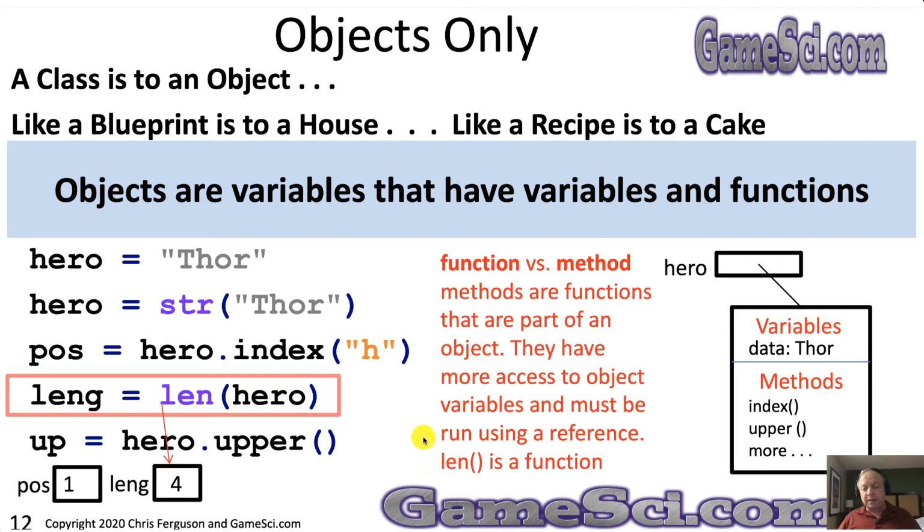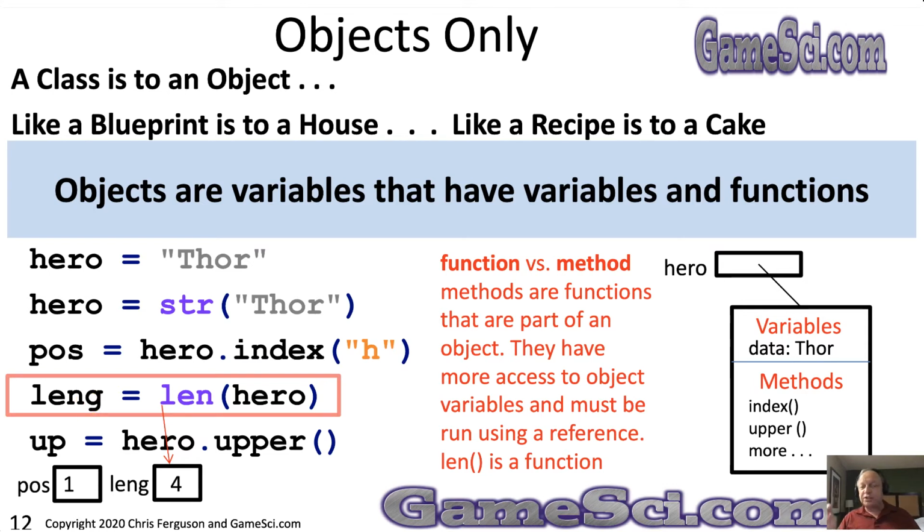As a contrast, I'm going to call the len function, L-E-N. This is the function that will return the length of something. This is not a method. Why is it not a method? First of all, it's not attached to an object. Second of all, we're not using the dot operator to access it. This is a standalone function all by itself. You pass it a string, and it will tell you how many characters are in that string.